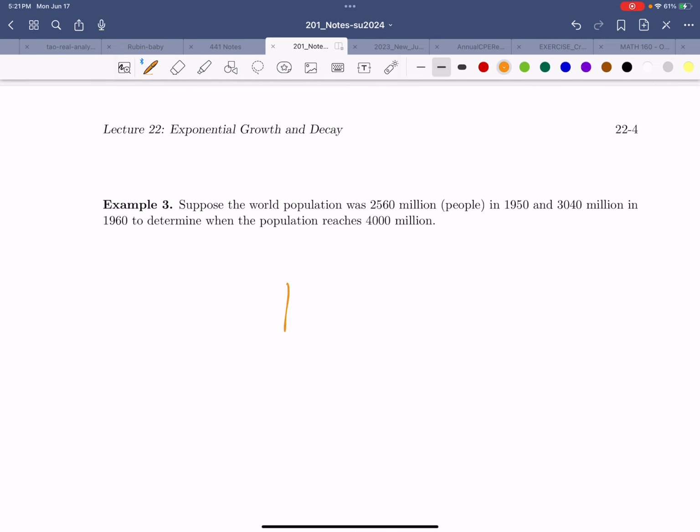This one's very similar. I'm going to ask you to try it. But as you'll see, you'll get an answer that's a bit of a better model for our current population. And that makes sense because we're using data from much more recent years.